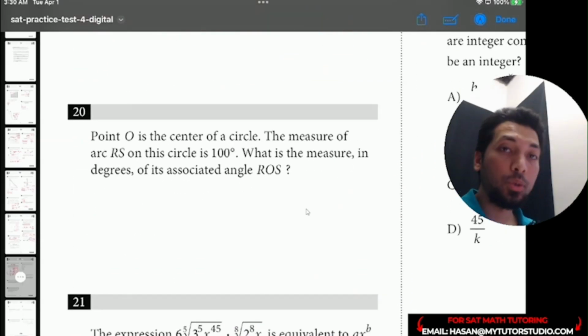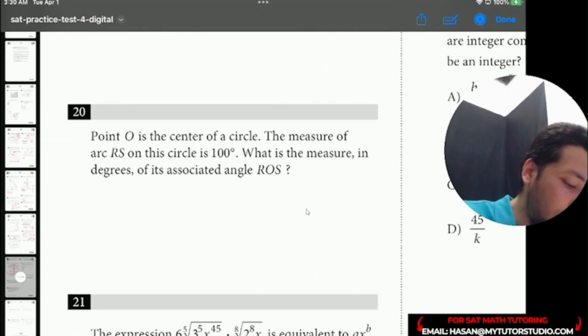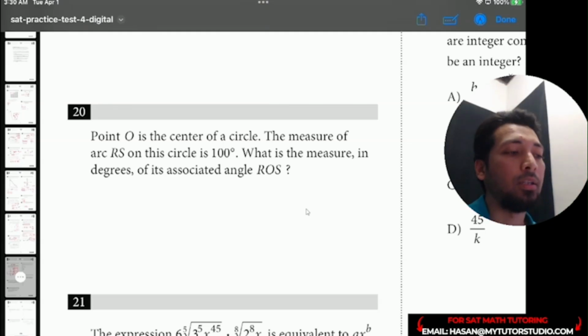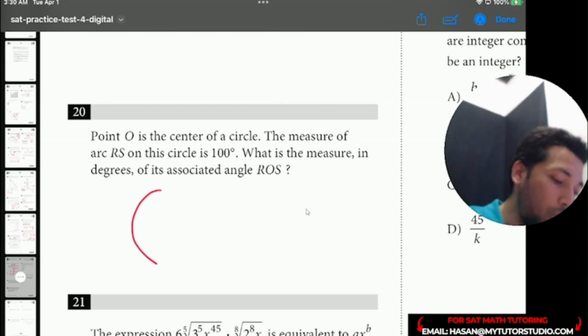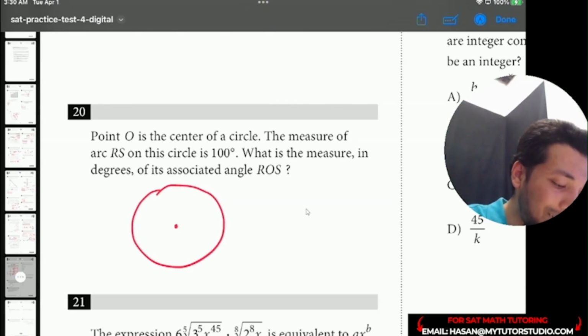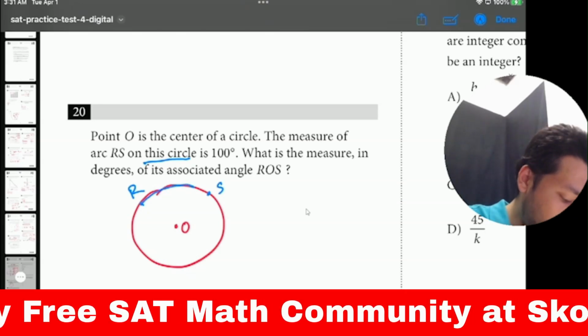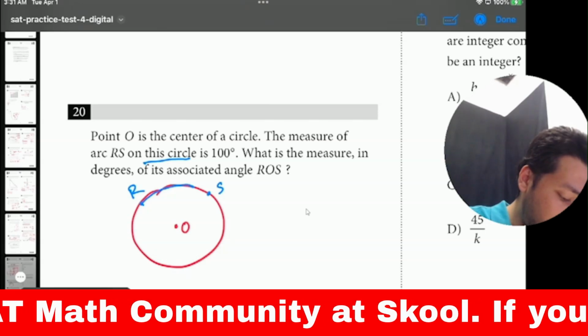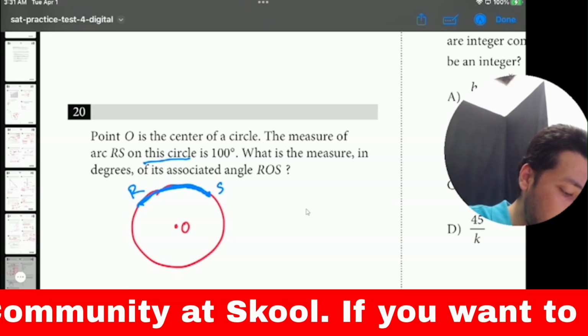Now let's look at problem number 20. Point O is the center of a circle. So anytime you come across any geometric problem, try to make a visualized diagram. So we have a circle and this is the center, which is O, and the measure of arc RS is 100 degrees. So the measure of arc RS on this circle is 100 degrees. So let's say this is R and this is S. So this measure is 100 degrees.